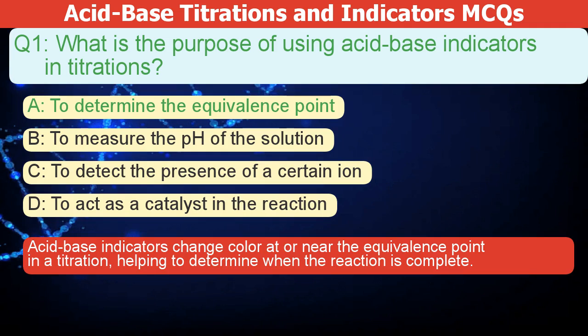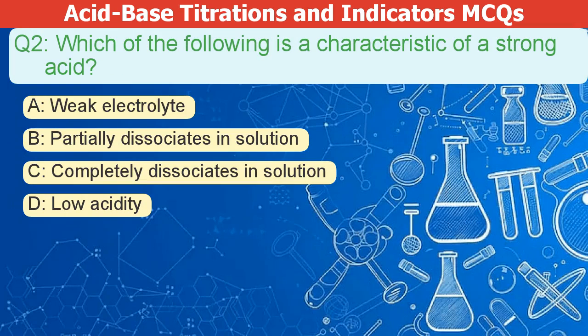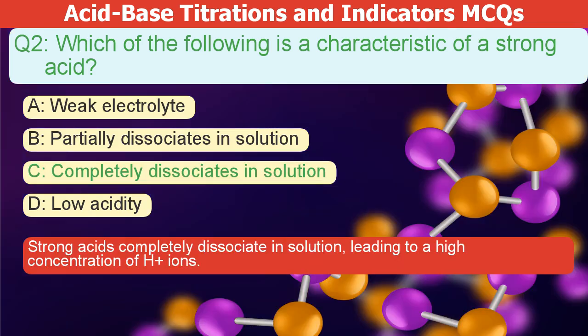Acid-base indicators change color at or near the equivalence point in a titration, helping to determine when the reaction is complete. Which of the following is a characteristic of a strong acid? A. Weak electrolyte. B. Partially dissociates in solution. C. Completely dissociates in solution. D. Low acidity. The correct answer is C.